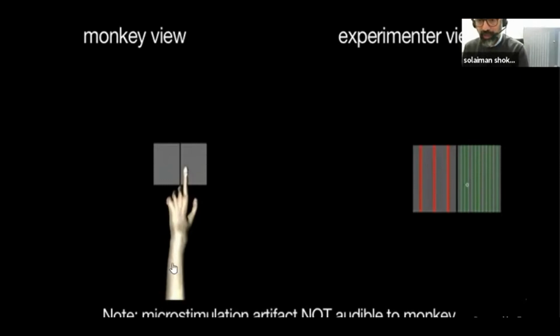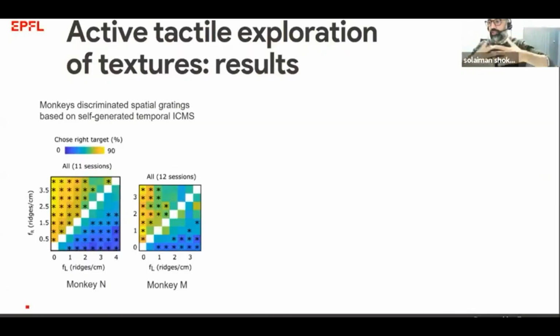So on this task, the monkeys learned to do it, and they were quite good at it. We tested many different combinations of pairs of stimulations, looking at the variation of spatial frequency. For example, having 4 ridges per centimeter versus 0.5 ridges per centimeter. Monkeys obviously were better when the difference was very large, as in here.